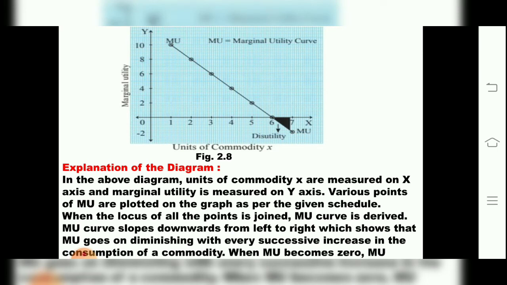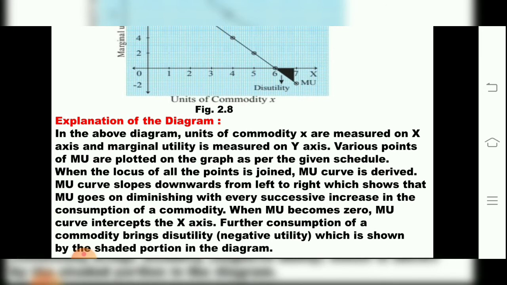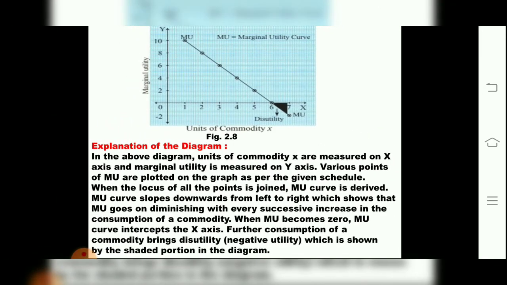Then what we have to do, we have to write the explanation of the diagram. We have to explain the diagram. So what we will write first is that in the above diagram, children, units of commodity X are measured on the x-axis, marginal utility is measured on the y-axis, and various points of MU are plotted on the graph as per the given schedule. So when the locus of all points is joined, the marginal utility curve is derived.